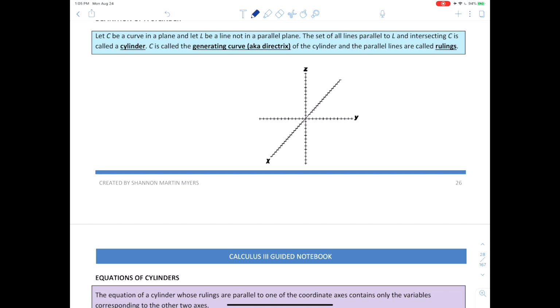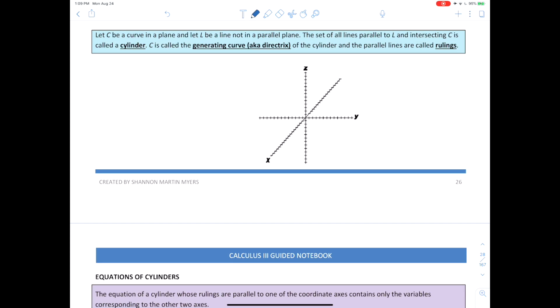So we're going to let C be a curve in a plane and let L be a line that's not in a parallel plane. Now, the set of all lines parallel to L and intersecting C is called a cylinder. C is called the generating curve, also known as the directrix of the cylinder, and the parallel lines are called rulings.